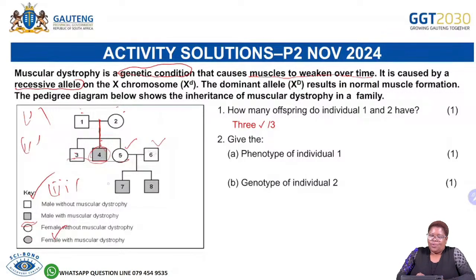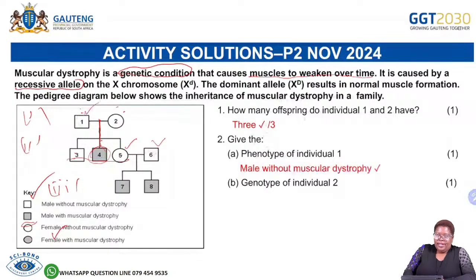Then look at the question. The pedigree diagram below shows the inheritance of muscular dystrophy. How many individuals, offspring? We said there are 3. Give the phenotype of individual 1. Remember, it's given in the diagram that individual number 1 is a male without muscular dystrophy. So it's a male without, in fact, the answer is there. You just have to describe that phenotype.